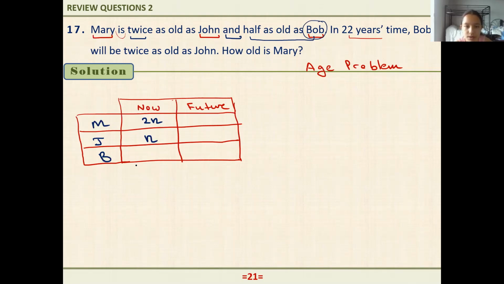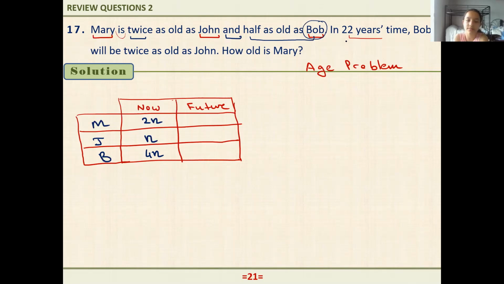M times 2, 2n times 2. So that is 4n, right? Because half of 4n is 2n. Okay, got it here?